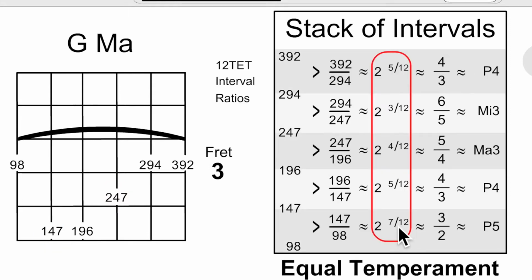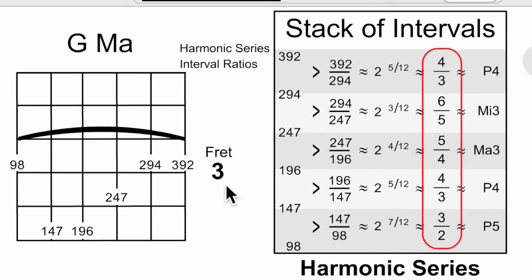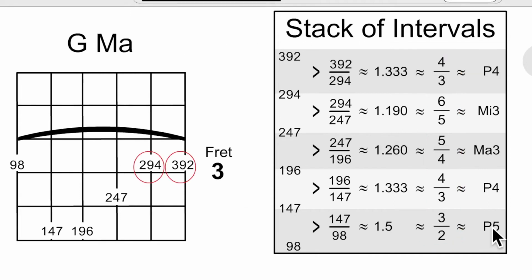These are the equal tempered intervals based on the 12th root of 2. These are the harmonic series intervals, and I'll explain them in just a second. Everything is approximated. That's what those squiggly equal signs indicate. There's just no sense trying to be too detailed at this point.